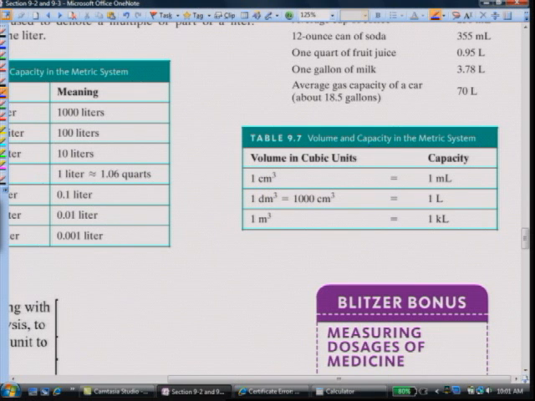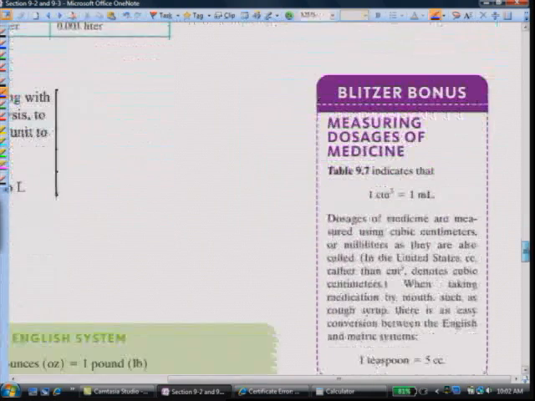Okay, and this is really a wonderful thing about capacity in the metric system. The little cubic centimeter is exactly 1 milliliter. There's no weird 7.48 gallons or anything like that. 1 cubic decimeter, which is 1,000 cubic centimeters, is 1 liter. So you have this volume measurement and this capacity measurement that's very easy. 1,000 cubic centimeters is 1 liter, and 1 cubic meter is 1 kiloliter. So again, just kind of a nice relationship. And then I put this Blitzer bonus on here because I thought it was cool.